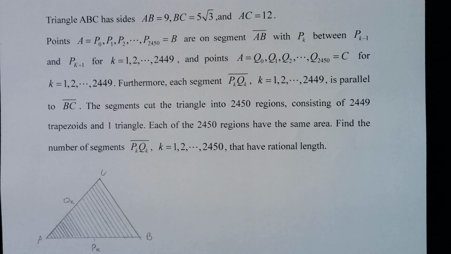Today we have yet another question here. As always, let's first start off by reading the question. So triangle ABC has sides AB equals 9, BC equals 5 square root 3, and AC equals 12.